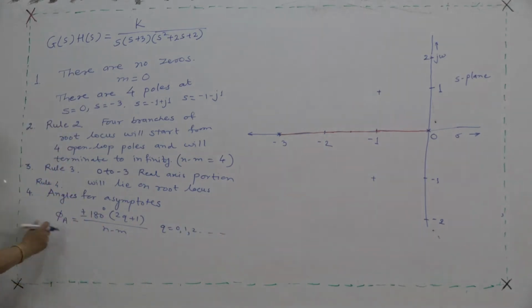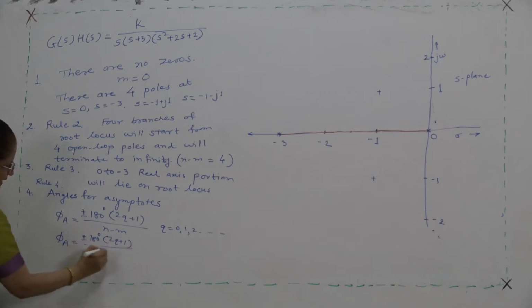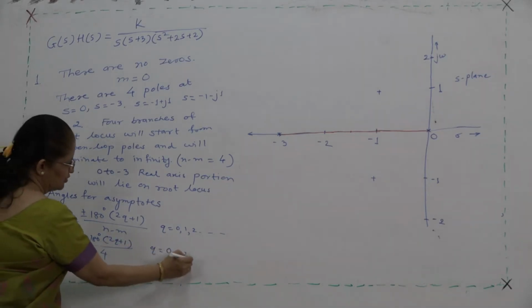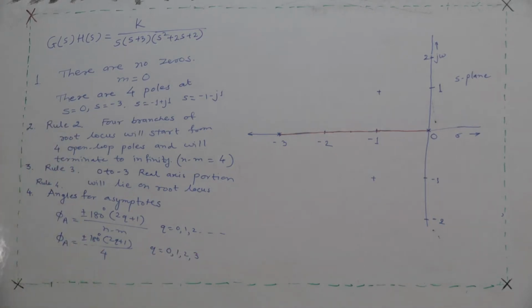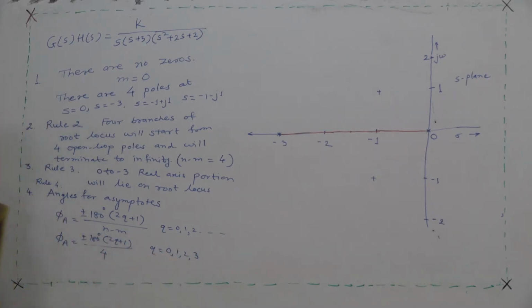Here what you will get? Phi A is equal to plus minus 180 degrees into (2q plus 1). What is n minus m? N minus m is 4. And what will q be? There are 4 branches, so q is 0, 1, 2 and 3, that is n minus m minus 1, total 4 branches: 1, 2, 3, 4. It starts with 0, so you will get n minus m minus 1. Find out this angle. Consider first q is 0, find out the angle. So what will be the angle?